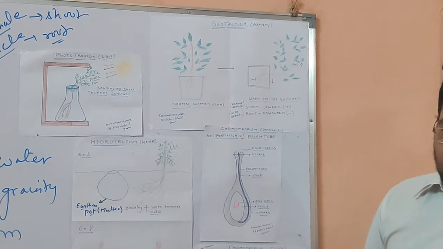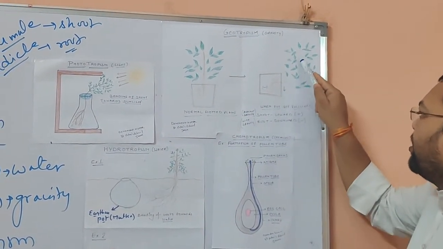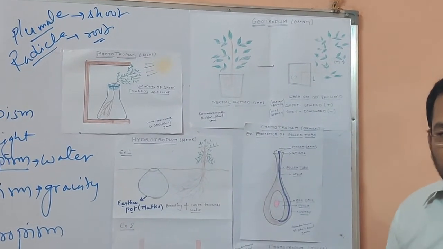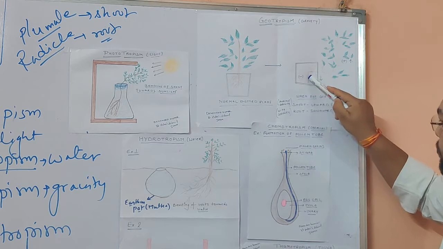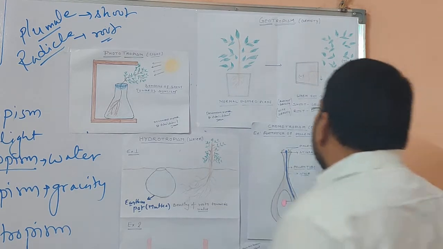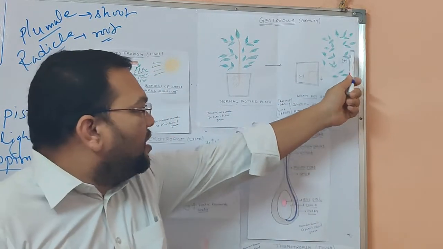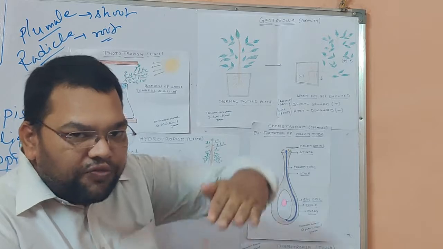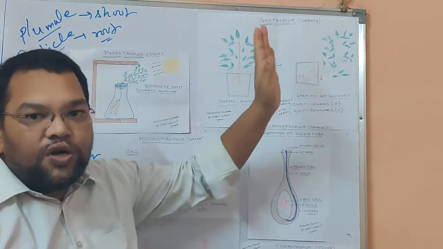after a few days, the shoot starts moving upward and the root starts moving downward. So this is the positive case. That means the shoot is moving upward, against gravity.